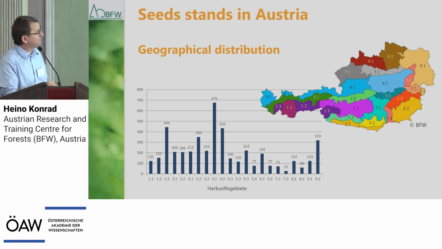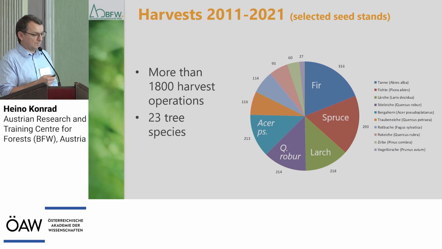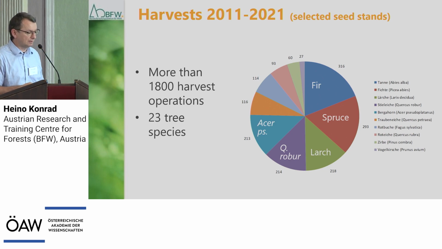So during this period of about 10 years, there have been 1,800 harvest operations in 23 tree species. Just to show you what has been harvested. Interesting is that already in this period, silver fir was the most harvested species. Then comes spruce, larch, and then the two most important broadleaves at the moment, pedunculate oak and sycamore maple.